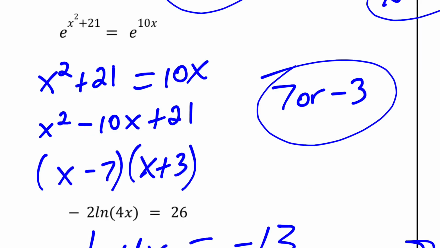Next up, I can set x squared plus 21 equal to 10x. This is a quadratic. If I subtract 10x from both sides and I use the x game, this is what I get. So my answers are 7 or negative 3.